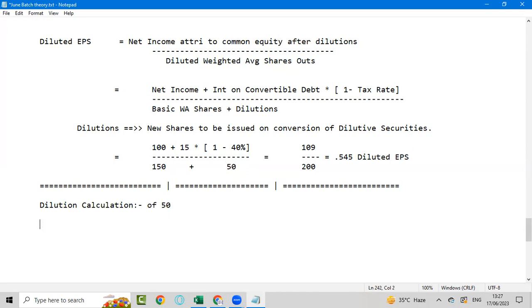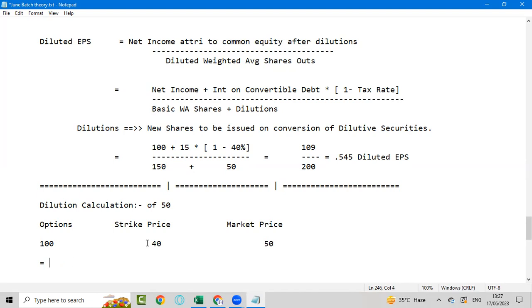So what do we have here? Options we have. And we have 100 options. What is the strike price? The strike price is 40. And market price is 50. What will be the dilution?